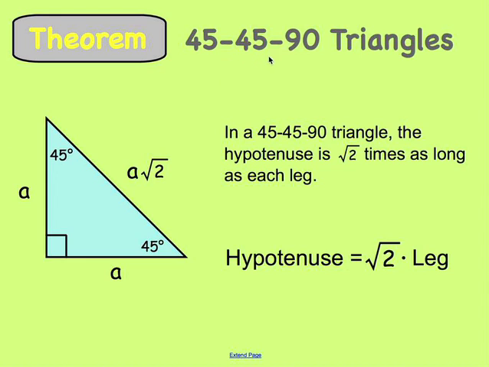In 45, 45, 90 degree triangles, the hypotenuse is root 2 times as long as each of the legs. So for example, if we know that one of the legs is 5, then that means that the hypotenuse is going to be 5 radical 2.